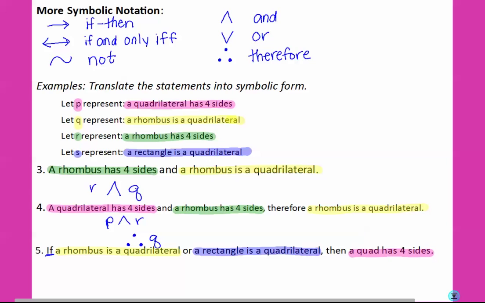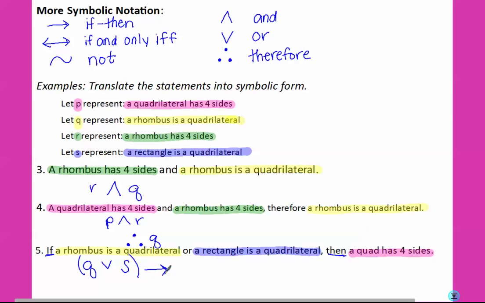Since it's an if-then statement, we know we'll have our arrow. So let's look at the beginning. If a rhombus is a quadrilateral, Q, or our upside down V looking shape, a rectangle is a quadrilateral, S. Since both of these are part of the if statement, we're going to put them in parentheses to group them together.